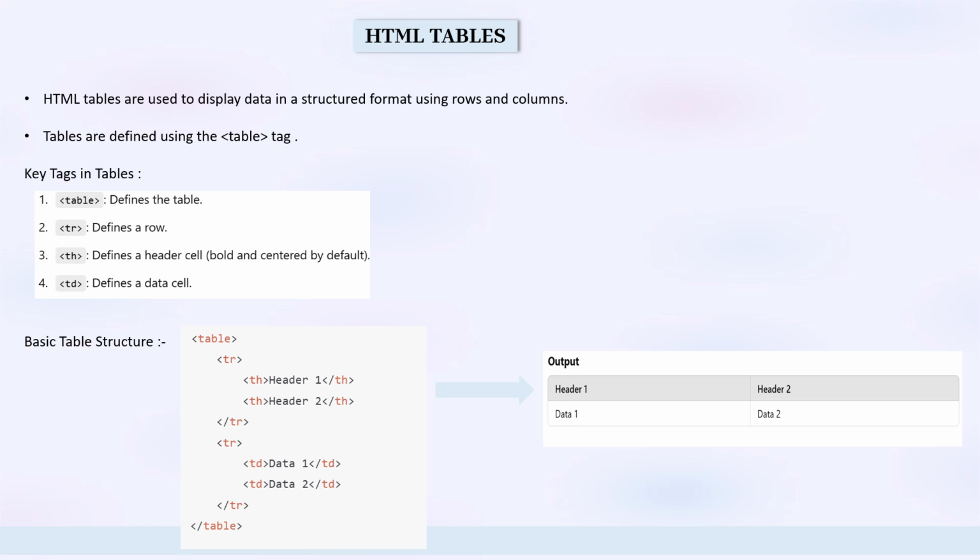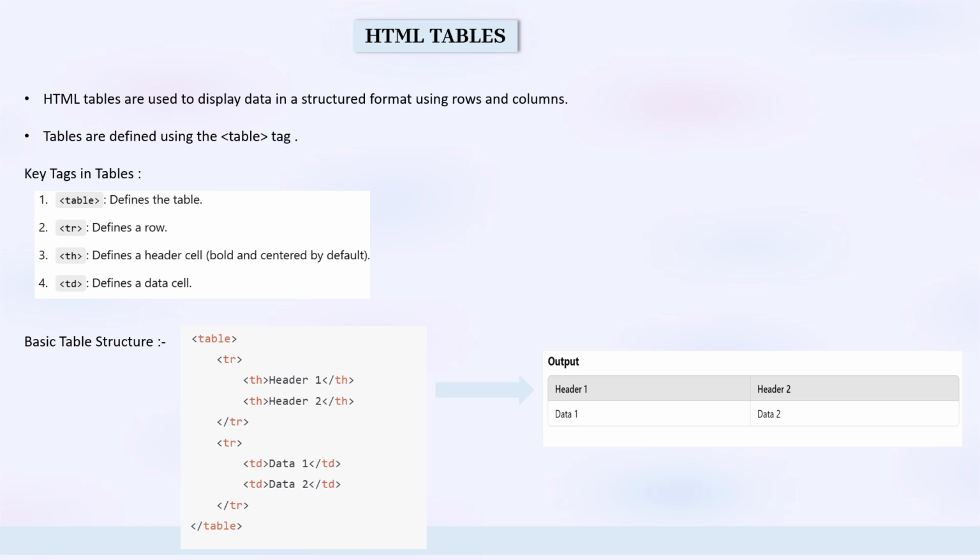HTML tables. HTML tables are used to display data in a structured format using rows and columns. So basically, what is a table? It is rows and columns, and we are inserting the data in it. Tables are defined using the table tag. There are many tags used inside the table tag, which is also known as nesting of elements, as I discussed earlier.